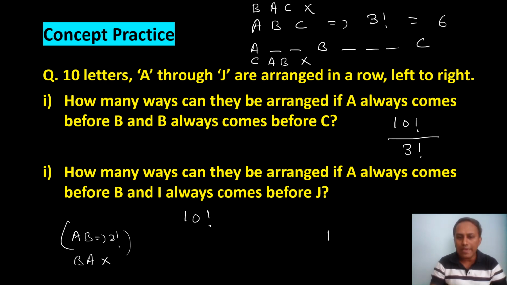Similarly, for I and J, they can be arranged within themselves in 2 factorial ways. Out of this, only one is valid. So I can take only one arrangement. So therefore, the required arrangement should be 10 factorial upon 2 factorial for AB, and 2 factorial for IJ. So 2 factorial into 2 factorial. This is the required arrangement. So that answers your question. How should we deal with such questions?